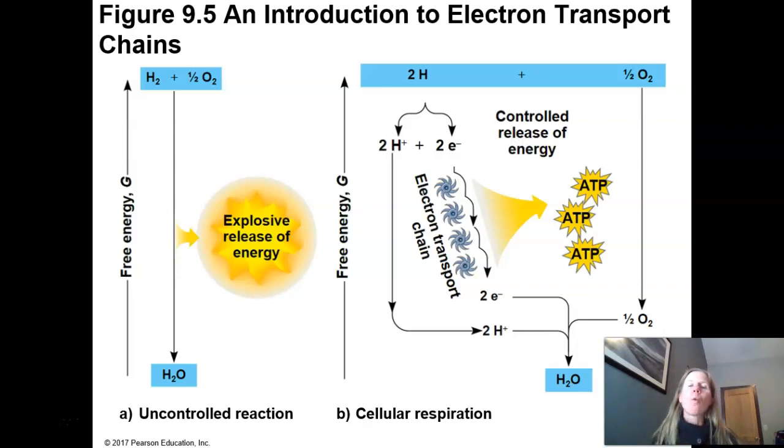And so what we're going to see towards the end of cellular respiration is an electron transport chain that slowly passes electrons down a series of proteins to help release the energy in a controlled manner. This will make more sense maybe when we get there, but think about that. This whole process, all these steps, are set up by enzymes.